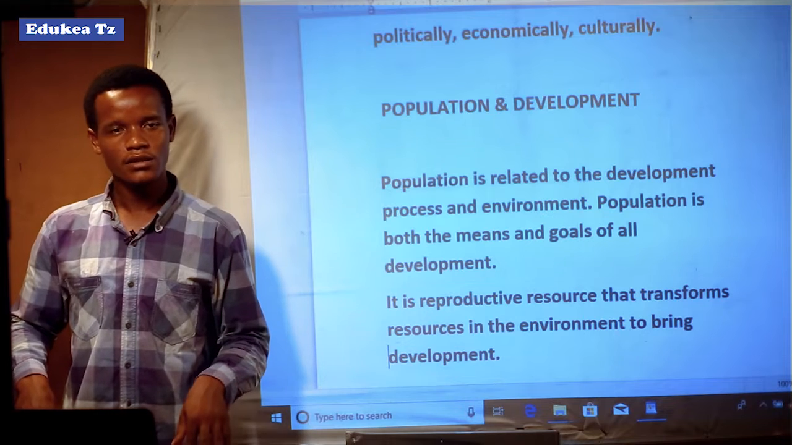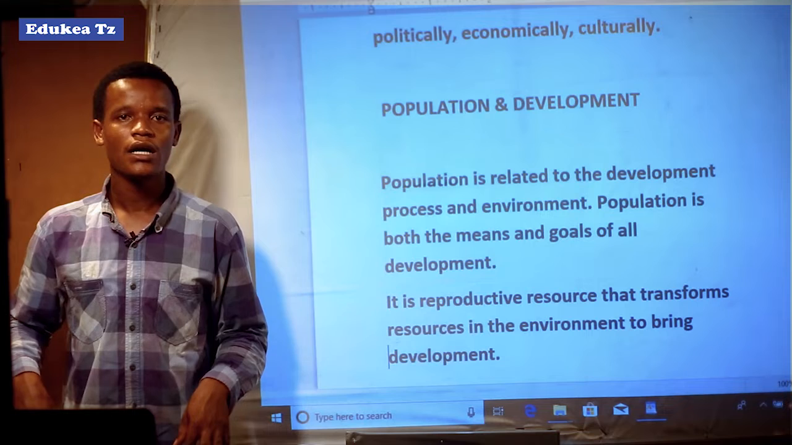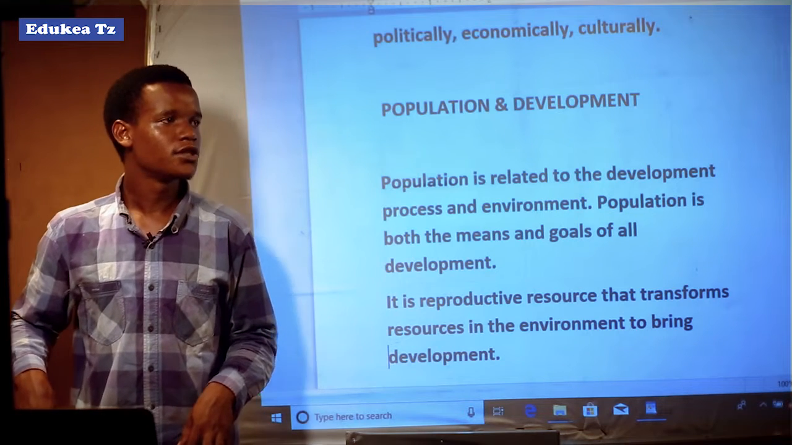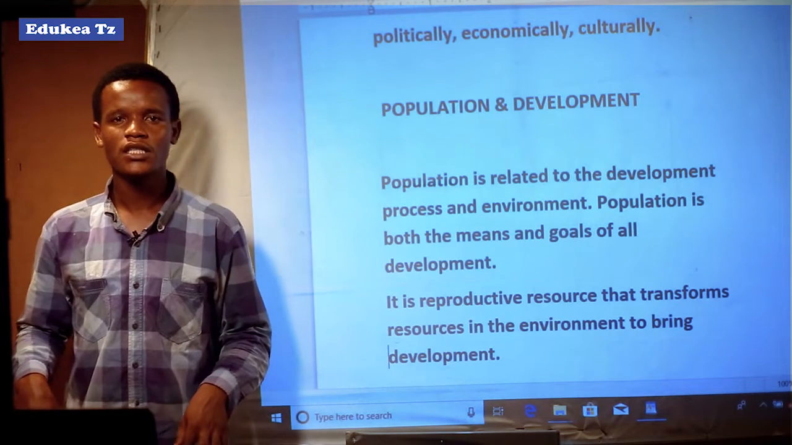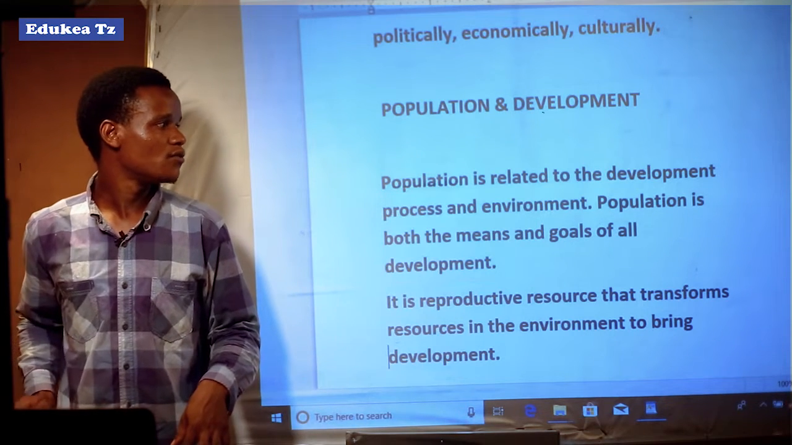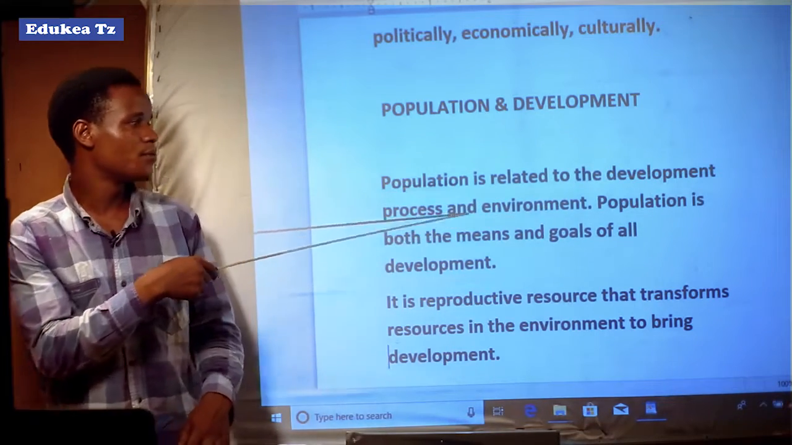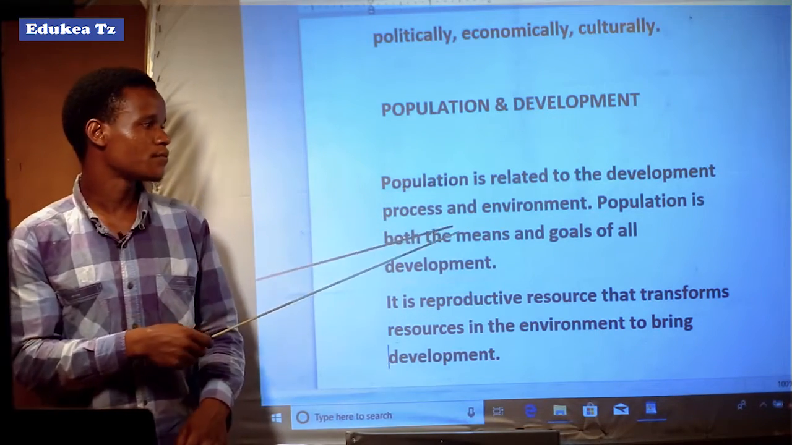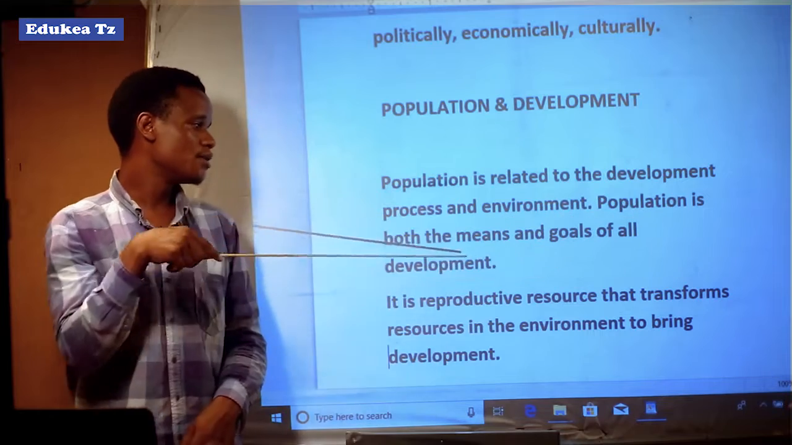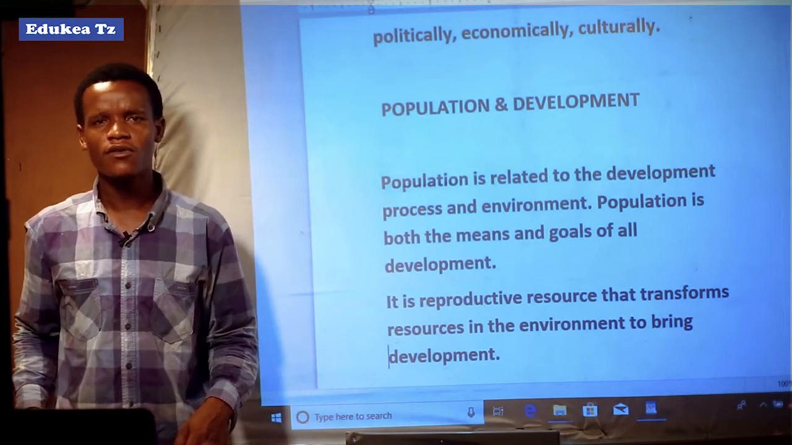As we see, any kind of development that we see in a certain area goes hand in hand with the population. So there is a close relationship between population and development. That's why we say that population is related to the development process and the environment. Also, population is both the means and the goal of all development. We can't develop without population.